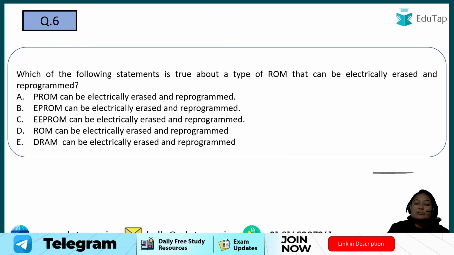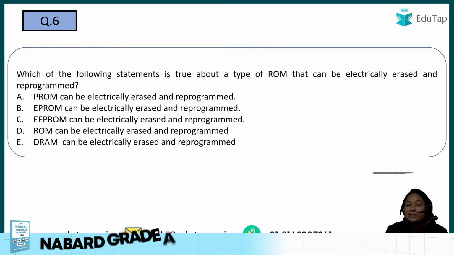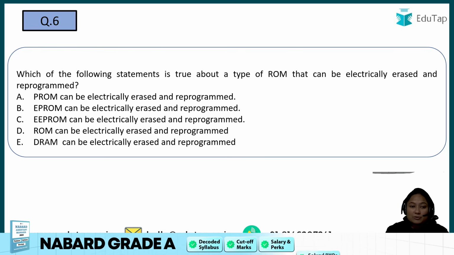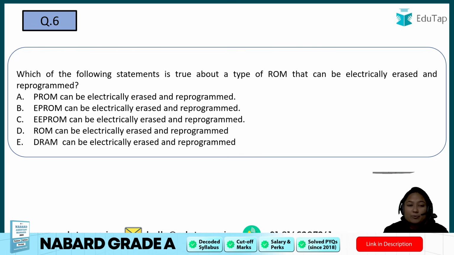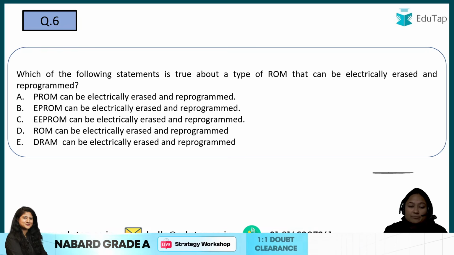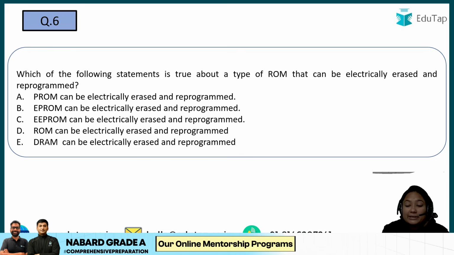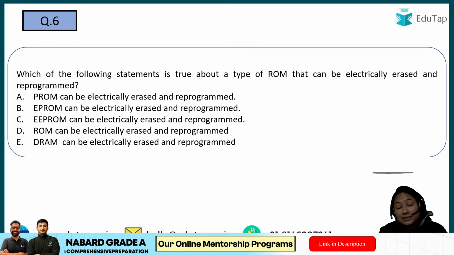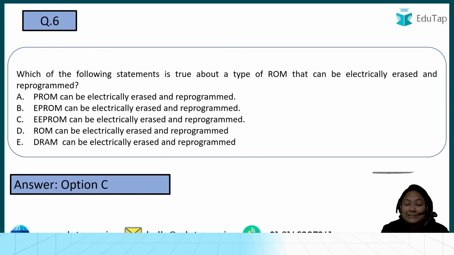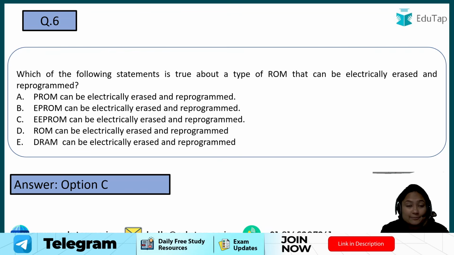Now, which of the following statements is true about a type of ROM that can be electrically erased and reprogrammed? You will have to tell which type of ROM it was where an electrical signal can reprogram it. PROM, EPROM, EEPROM, ROM, or DRAM. If you remember the full forms that I have explained to you, you will easily understand that the correct answer will be option C, that is EEPROM, electrically erasable PROM.